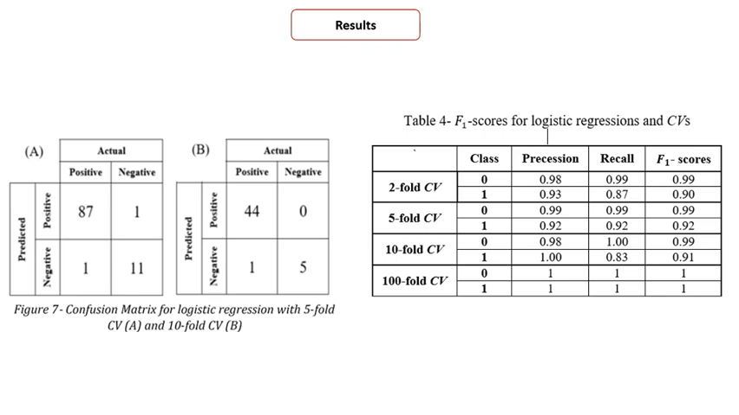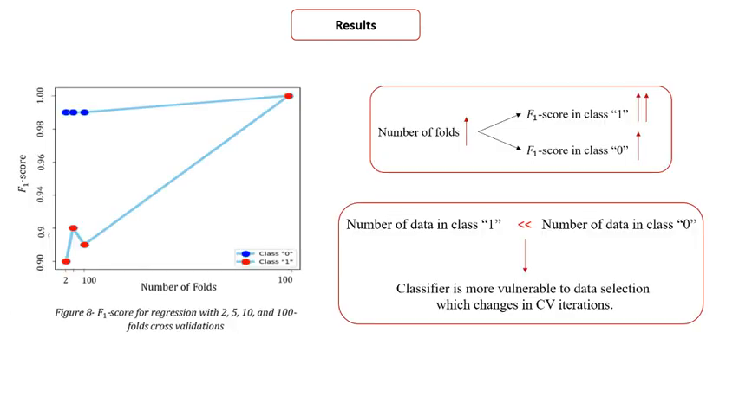The table of F1 score shows that F1 score for different fold cross validations are quite large, where F1 score for class 0 is larger than class 1, and the left side of this slide shows the confusion matrix for 5-fold and 10-fold cross validations. When we plot the F1 score and number of folds, we see that when we increase the number of folds, the F1 score for class 1 increases much more than class 0, and that is due to the number of data. Since number of data in class 1 is much less than number of data in class 0, it shows that classifier is more vulnerable to data selection with changes in cross-validation iterations.